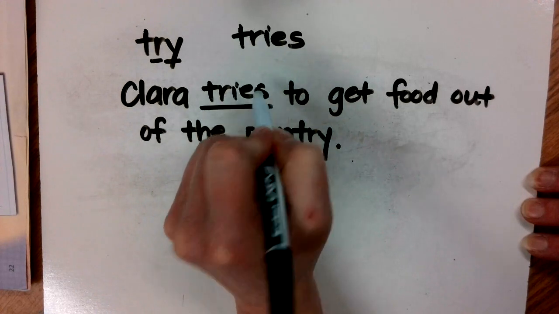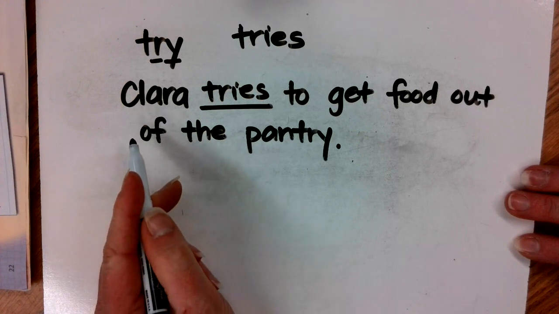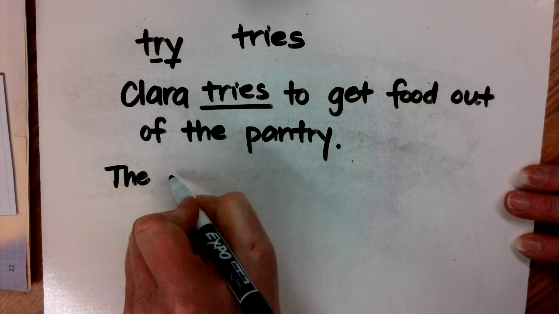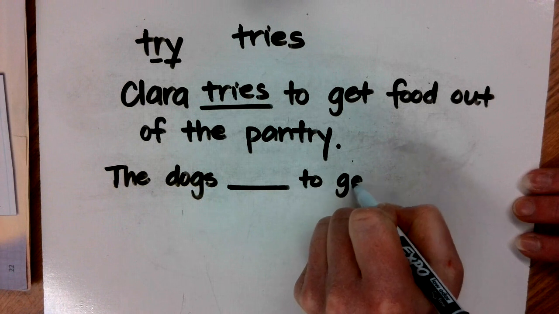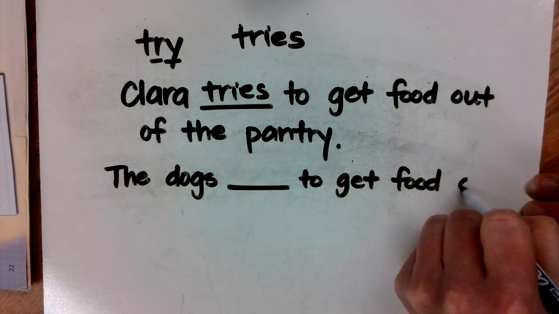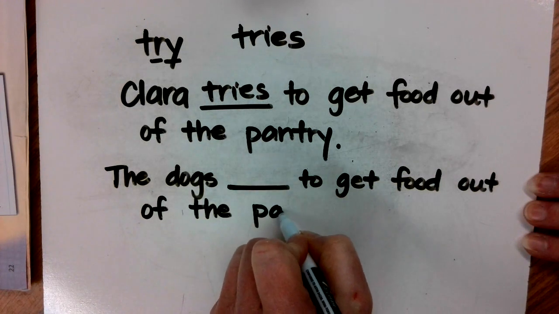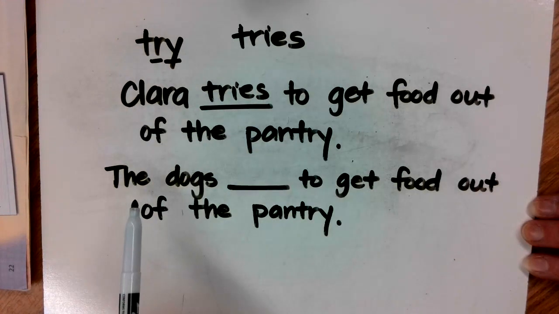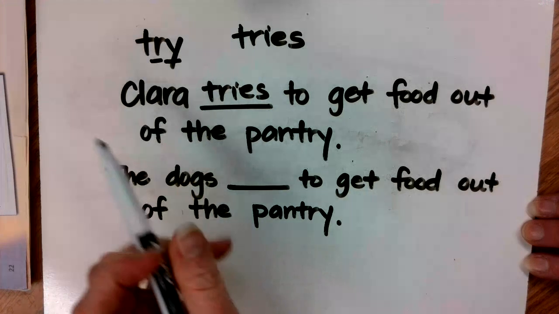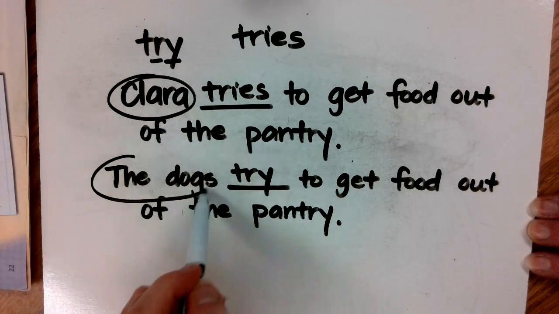Clara tries to get food out of the pantry. Okay, Clara is singular. Now, if I say the dogs, what am I going to use now? The dogs try. I'm going to use try, not tries. The dogs try to get food out of the pantry. So this is singular and this is plural.